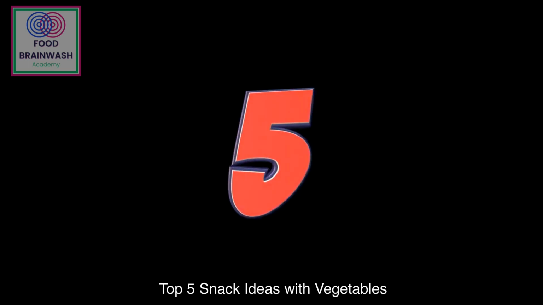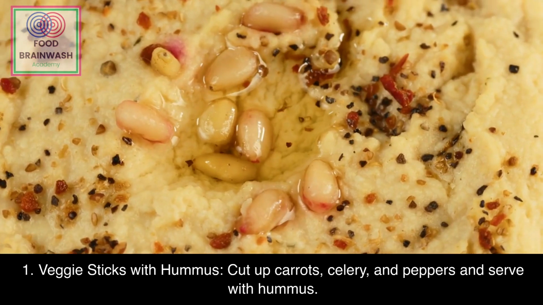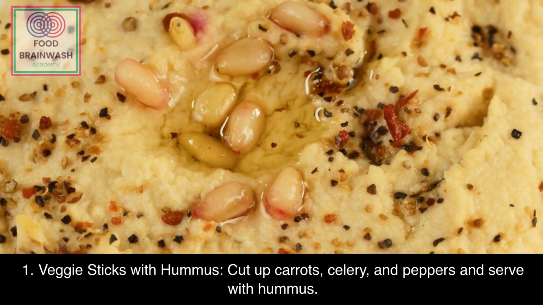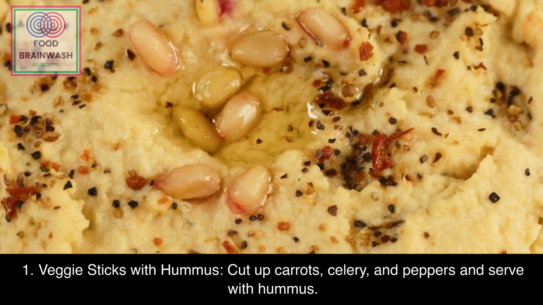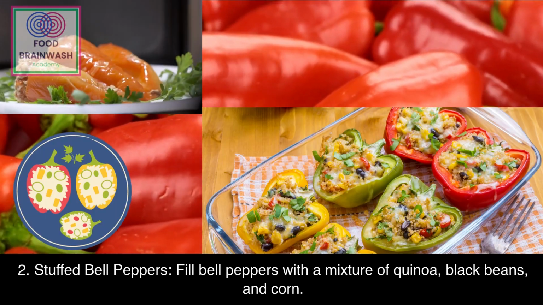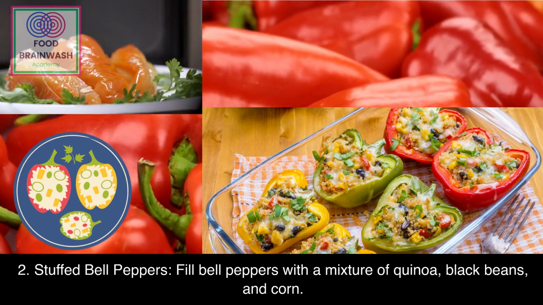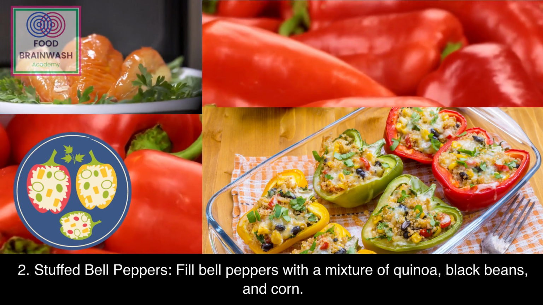Top 5 snack ideas with vegetables. 1. Veggie sticks with hummus. Cut up carrots, celery, and peppers and serve with hummus. 2. Stuffed bell peppers. Fill bell peppers with a mixture of quinoa, black beans, and corn.